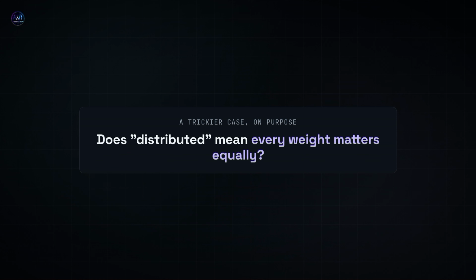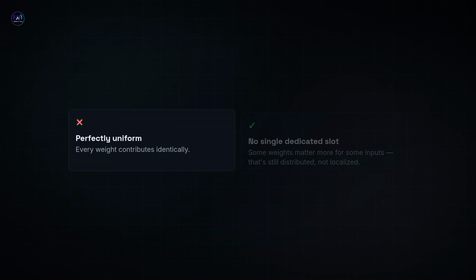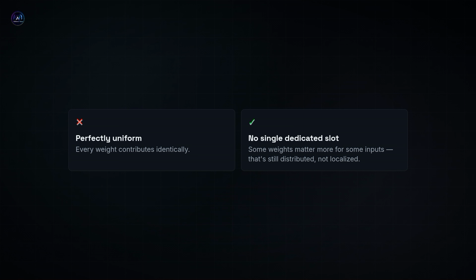Here's a trickier case, on purpose. If knowledge really is spread out everywhere, does that mean every weight matters equally, and none of them are ever more important than others? No, and this is the honest nuance. Some weights do end up mattering more than others for certain inputs. Distributed doesn't mean perfectly uniform. It means there is no single dedicated slot for any one fact, not that every number contributes identically.